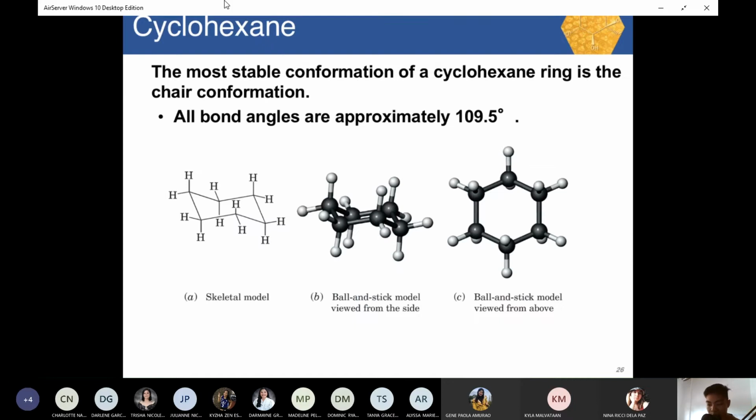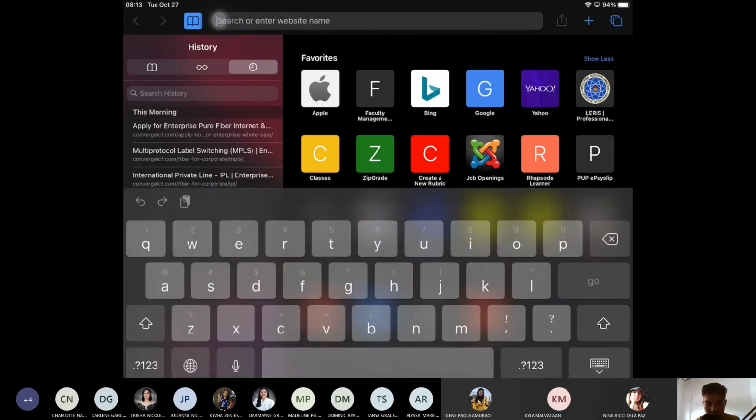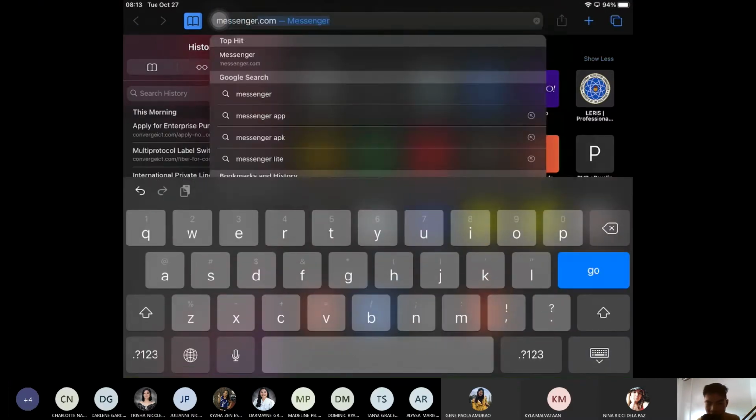And for cyclohexane, ano meron tayo? You have your chair conformation. So, ano itsura ng chair conformation? Tingin lang kayo sa messenger nyo. Kung ano yung drawing ng logo sa messenger, yun yung chair conformation. Okay? So, ganun lang. Kung gusto nyo talaga makita, di sige. Messenger logo.